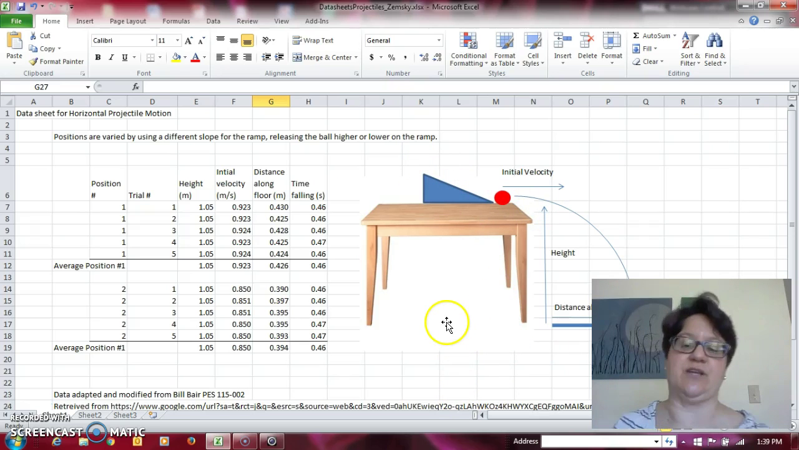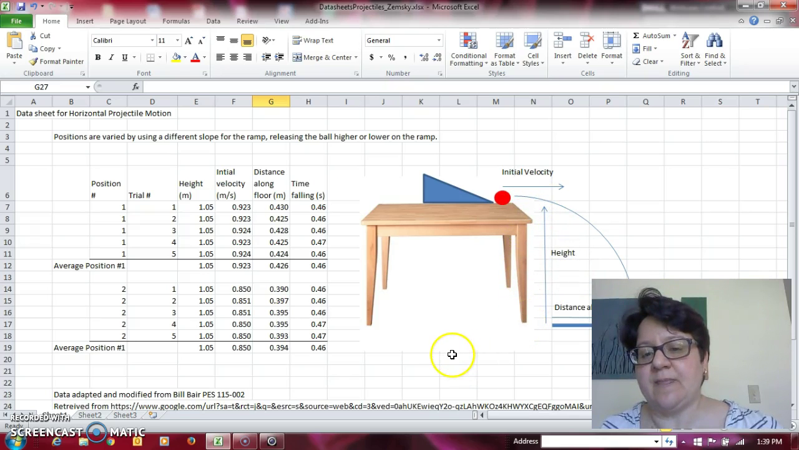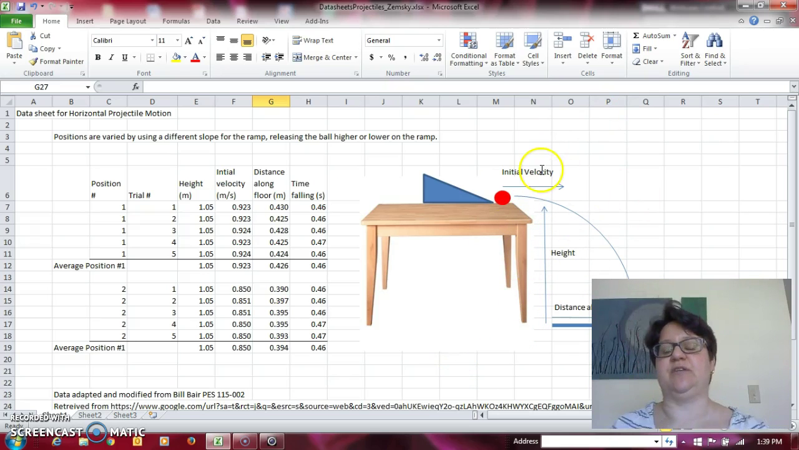And then they're going to take their data. And their data is going to consist of measuring the height of the table, looking at the distance along the floor that the ball hit, the amount of time it took to fall from the end of the table down to the floor, and they're going to do some initial velocity work.